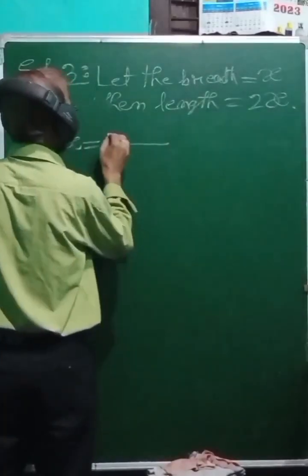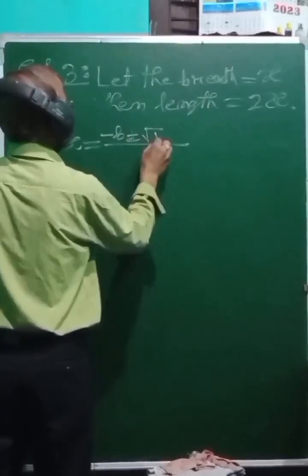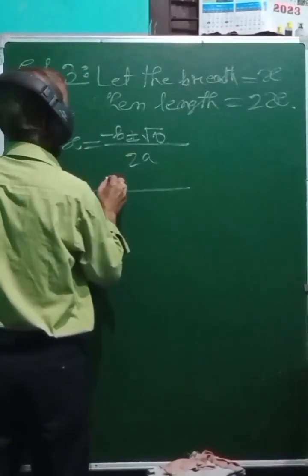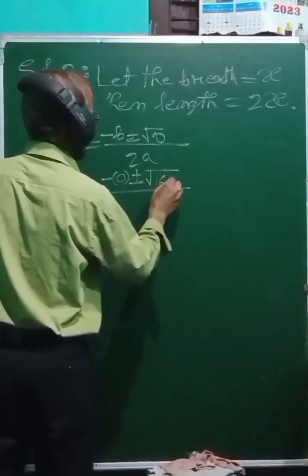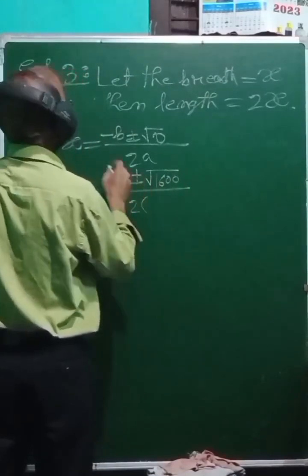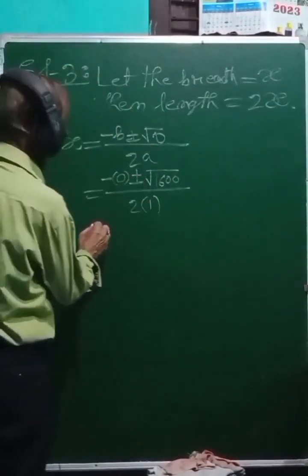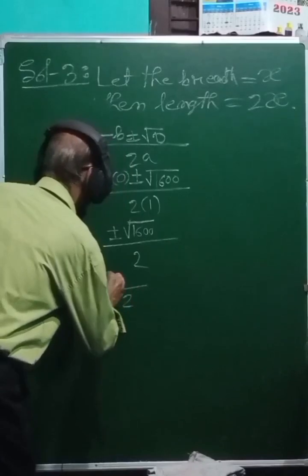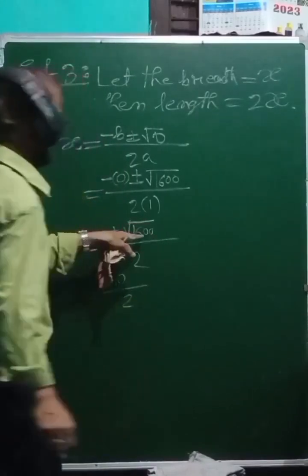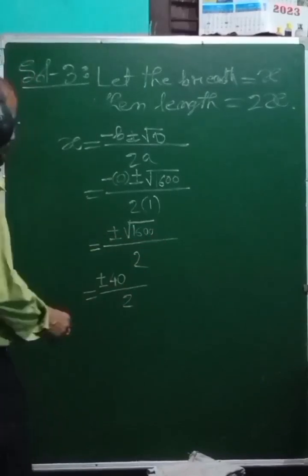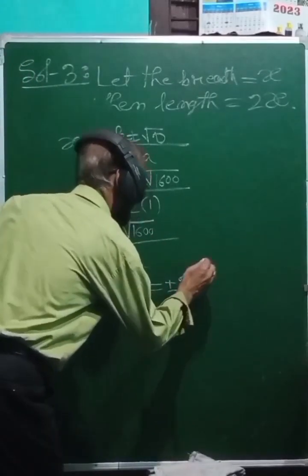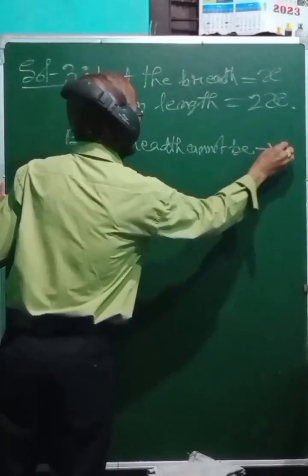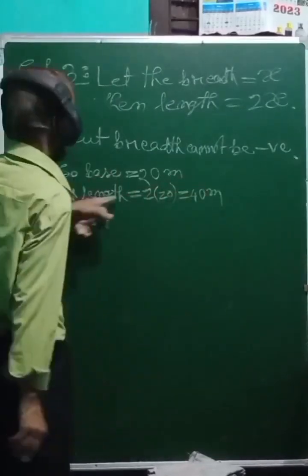x is equal to minus b plus minus root D by twice a, which is minus 0 plus minus root 1600 divided by 2 into 1, which is plus minus 40. Under root 1600 is 40 into 40. But breadth cannot be negative. So this is the answer.